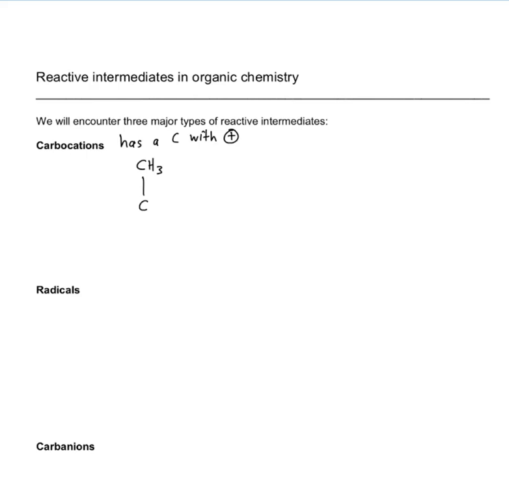So let's draw a picture. Here's an example of a carbocation. The carbon that has the positive charge is sp2 hybridized. As such, it has 3 sp2 orbitals and 1 p orbital. The p orbital has nothing in it. It's empty. And that empty p orbital is going to be perpendicular to the plane formed by the sp2 orbitals.